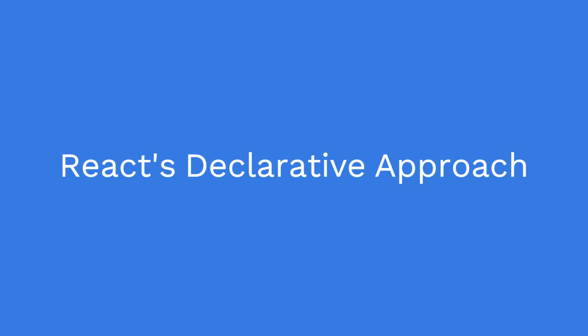React's declarative approach. React encourages a declarative approach to building user interfaces. You describe the desired UI state, and React figures out how to update the actual DOM, the web page, to match that state. For example, in React, you might say, I want a button to turn green when it's clicked, rather than manually instructing how to change the button's color when clicked.